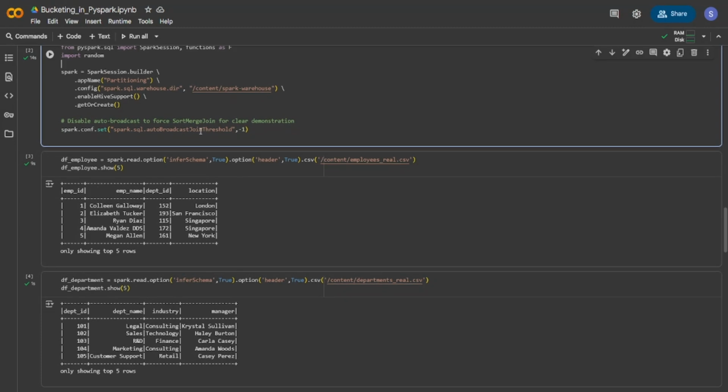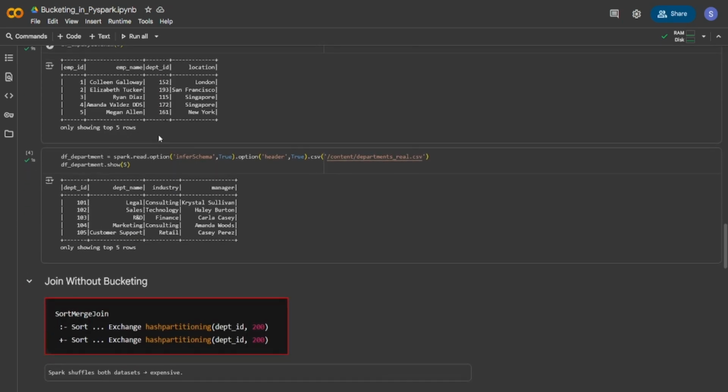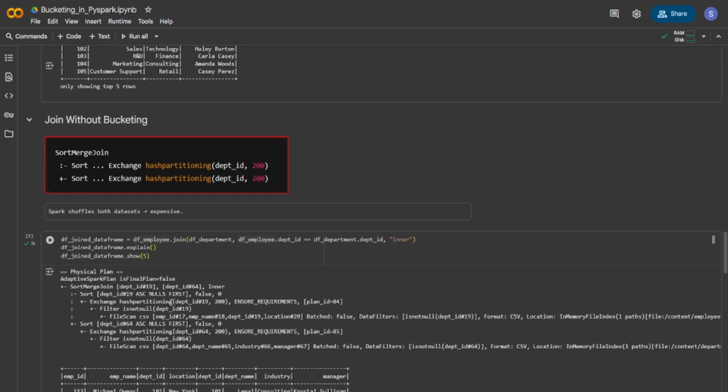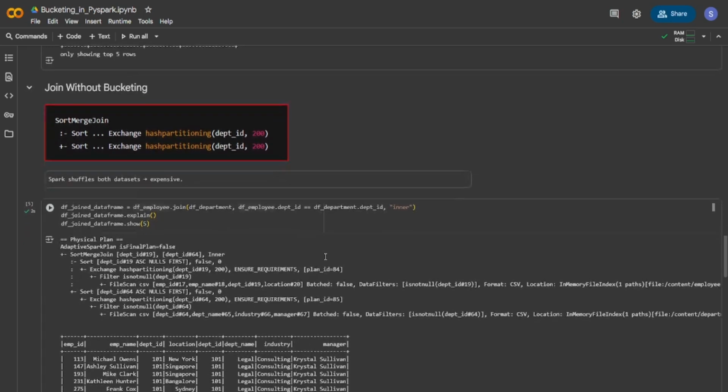Here we are disabling the auto broadcast to force sort merge join for clear demonstration. If enabled, Spark may use its intelligence to use the faster broadcast join, so we are disabling it. Next, we perform the standard inner join on the raw non-bucketed data frame. The join key is department ID, and let's examine the physical plan to establish the baseline.